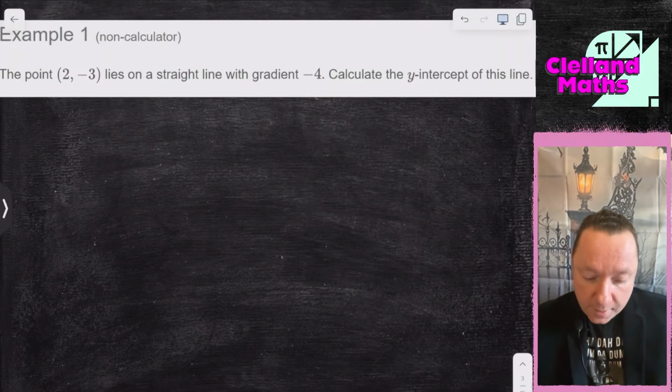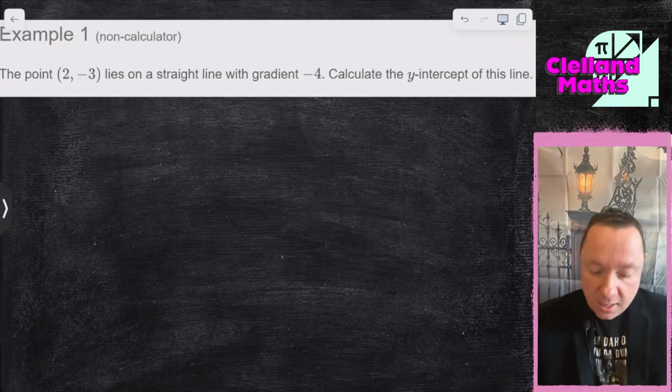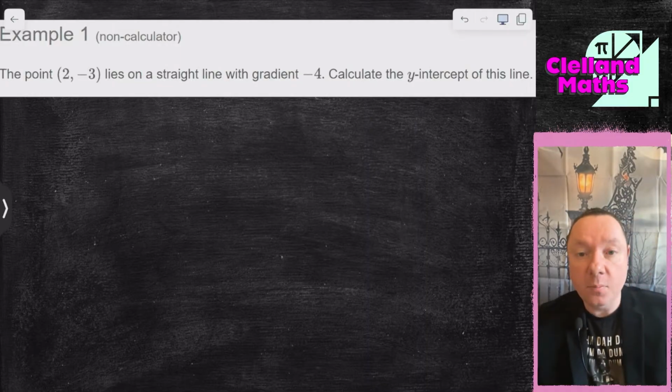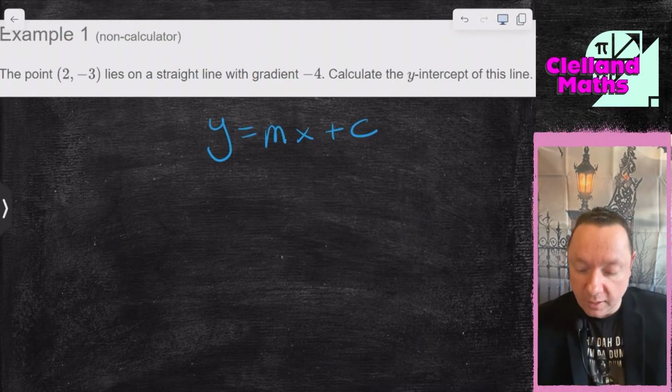Okay, so example 1. The point (2, minus 3) lies on a straight line with gradient minus 4. Find the y-intercept of this line. So we're just going to start straight away with, if you're finding the y-intercept, y equals mx plus c as our initial condition.